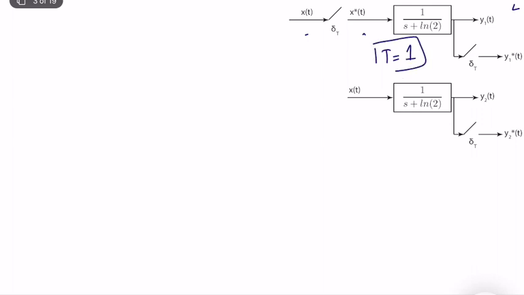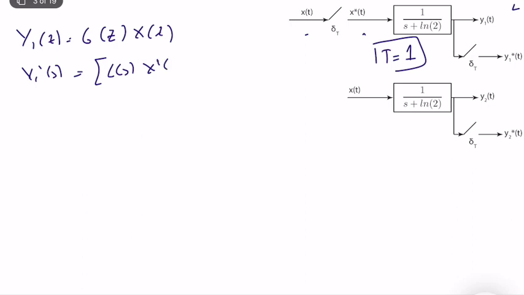Okay, very good. So let's start with the first one. We know that y1(z) can be written as g(z) x(z). Why? Because y1 star of s is equal to, let's say, g of s x star of s star, and this is equal to g star of s and x star of s. So we already showed that, proved that.